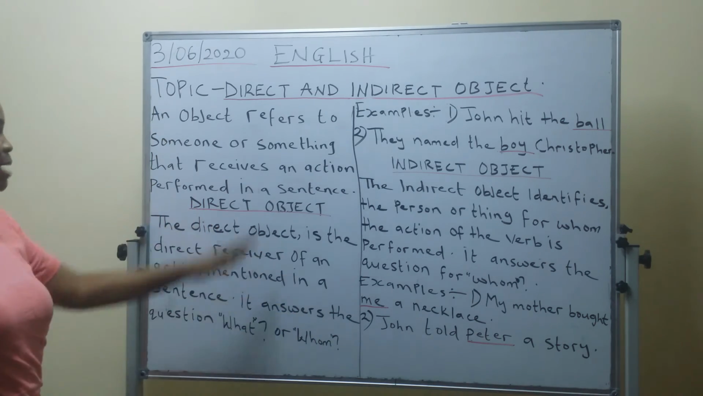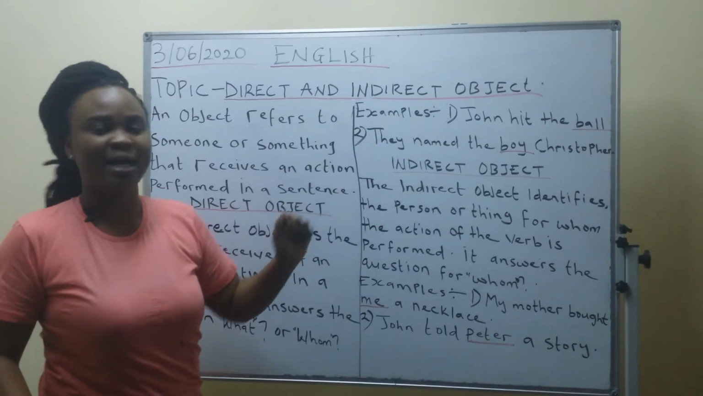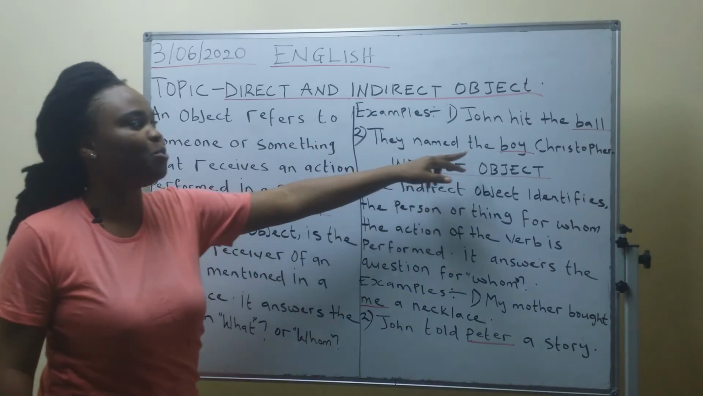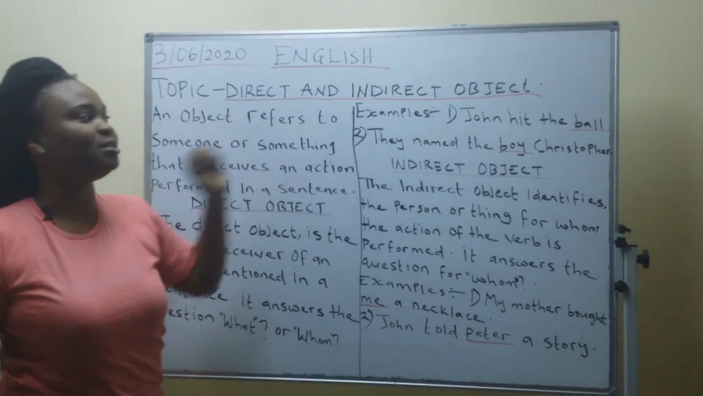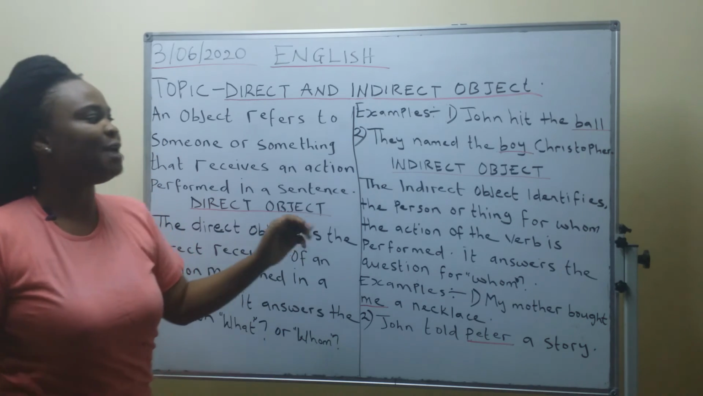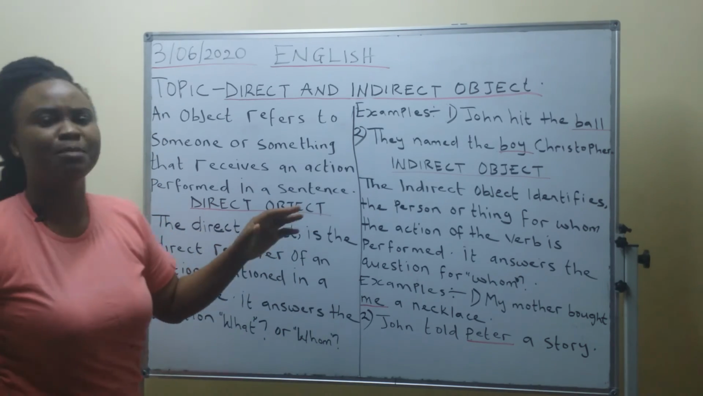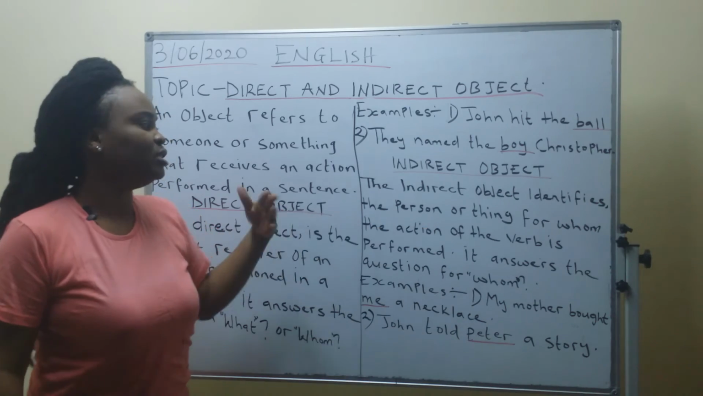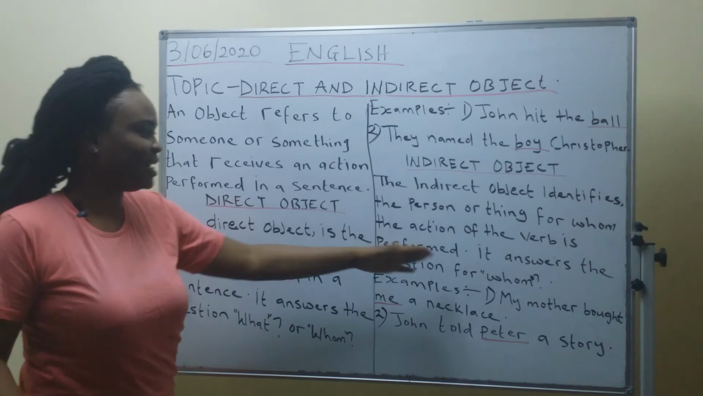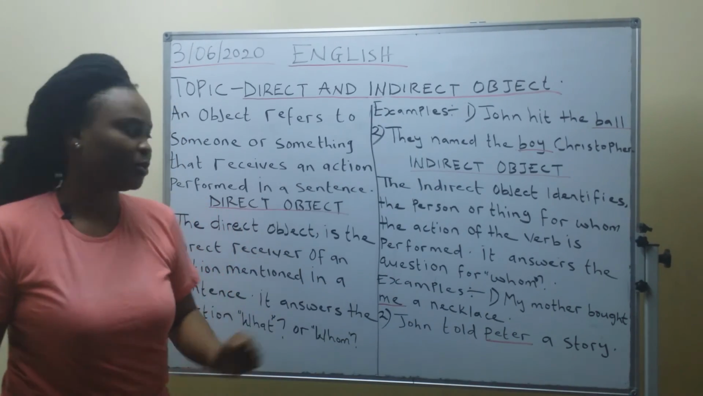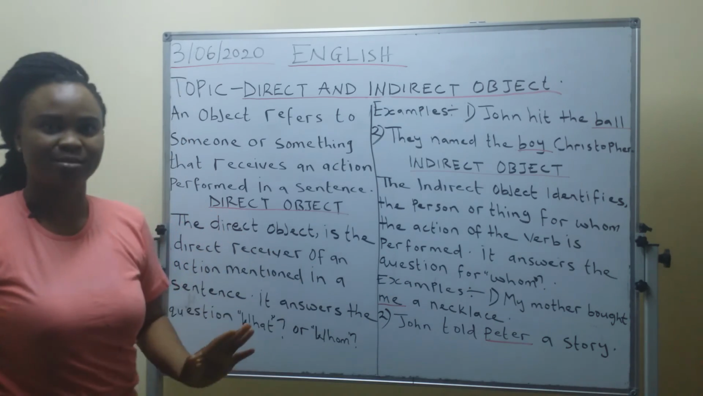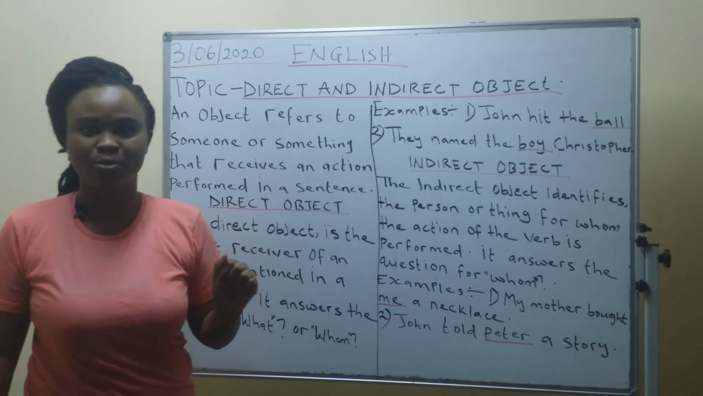So, example 1, John hit the ball, and I said the ball is the direct object in this sentence. They named the boy Christopher. Boy is the direct object in this sentence. Indirect object: the indirect object identifies the person for whom the action is being performed. And it answers the question who. So now, example 1. My mother bought me a necklace. Me is the indirect object.